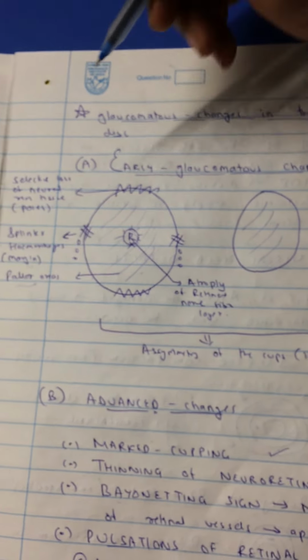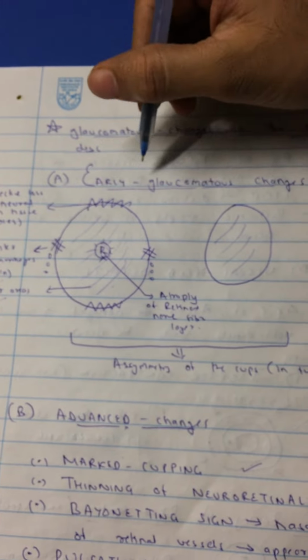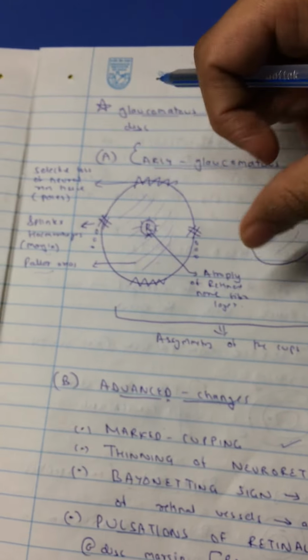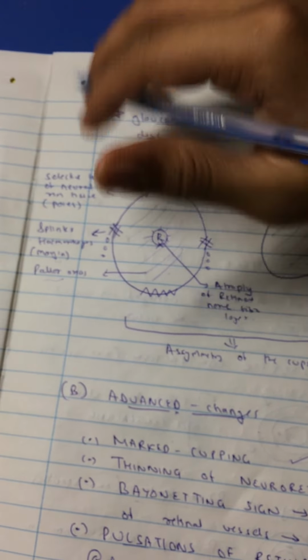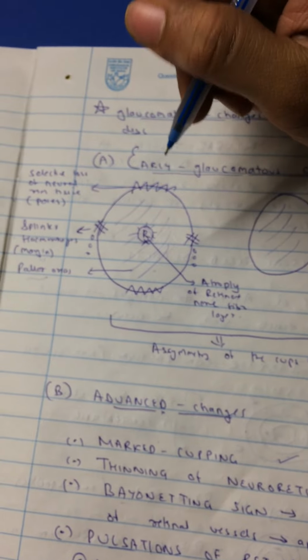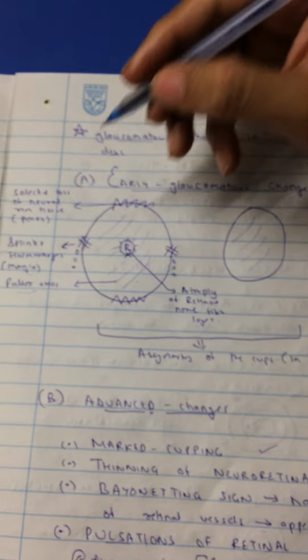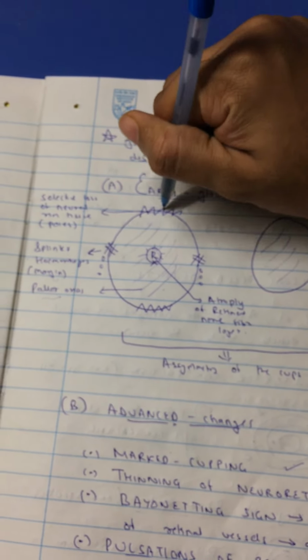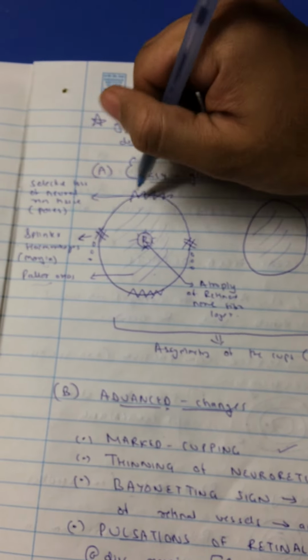There are stages. The first stage is the early glaucomatous change. Here I made a schematic representation. It's not actual, it's just to remember. This is the optic disc, and this is the optic disc of the other eye. Here there's a selective loss of the neural rim tissue at the poles, the superior pole and the inferior pole.